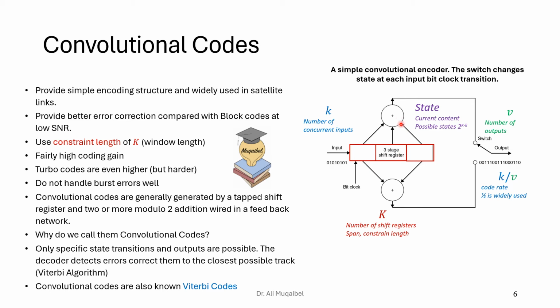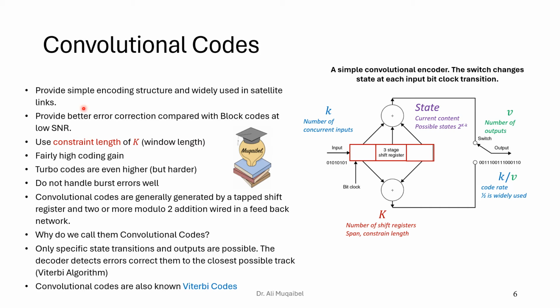We keep the sequence, we XOR and generate the bits. So the first output here at the top is the XOR of 3 bits, while the lower one is the XOR of the first and the third. There is no connection here. So this is how we generate the bits. Of course, we have to clock the system. This is the bit clock, so that it works every time. So we know the meaning of constraint length or span. It's the memory size or window length.